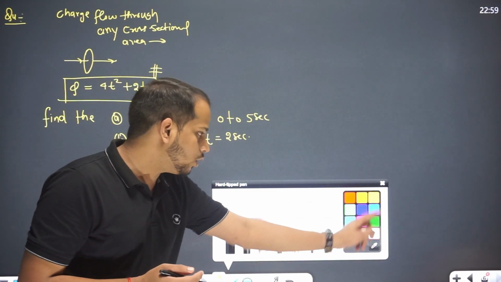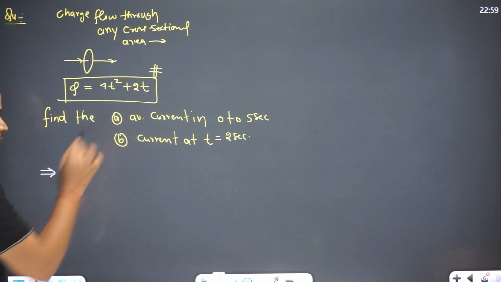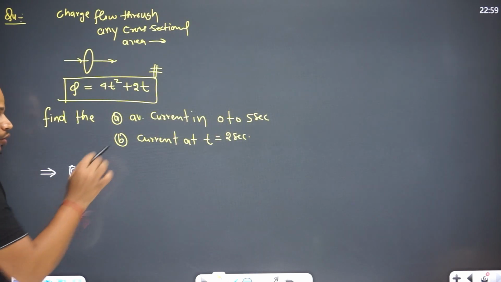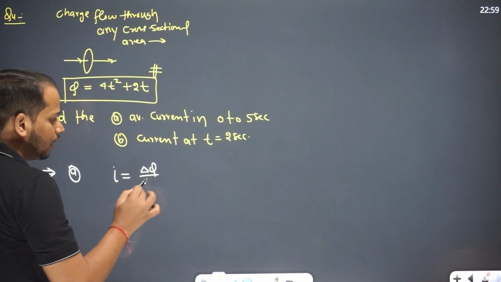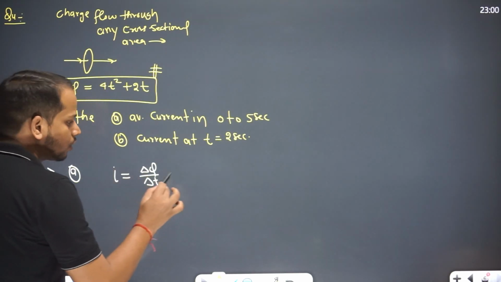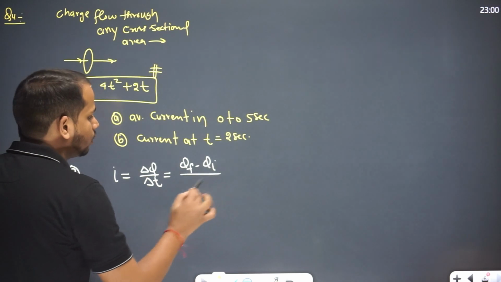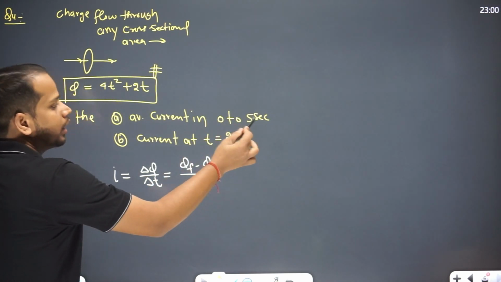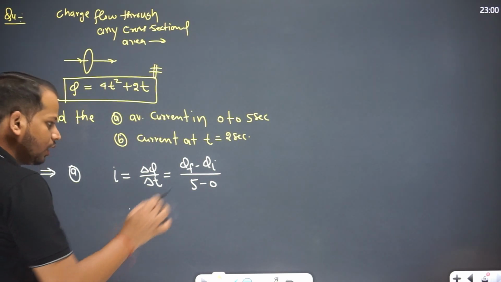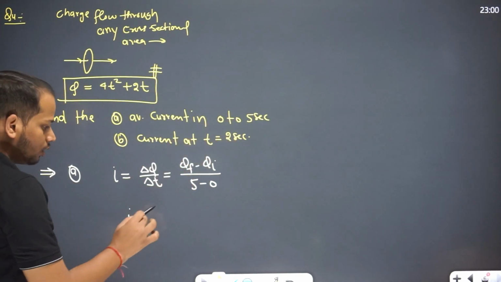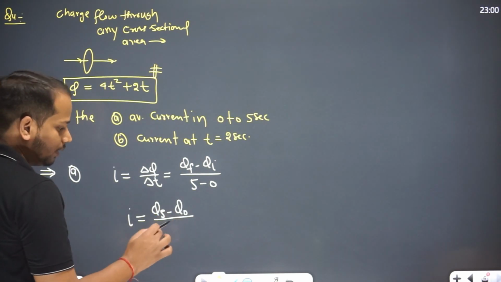So what we will see over here, let's see. In this one, what is the value of current here, if I am just taking the A over here? So what we know about the current? I is equals to what? Delta Q by delta T. What is the delta Q? We can say it's the Q final minus Q initial, and what is the delta T? 5 minus 0, right? So let's see here what is the I. What is the Q final? It means Q at 5 minus Q at 0.